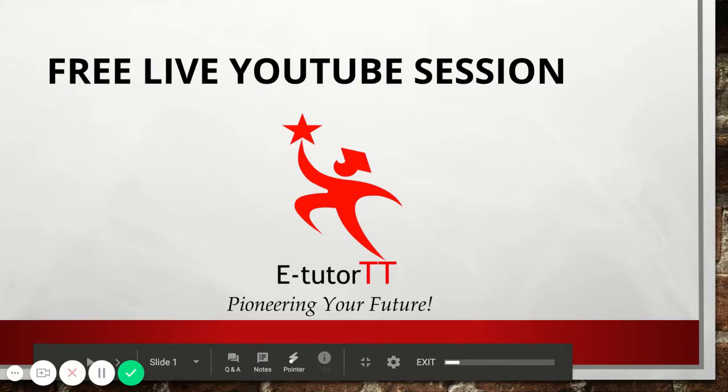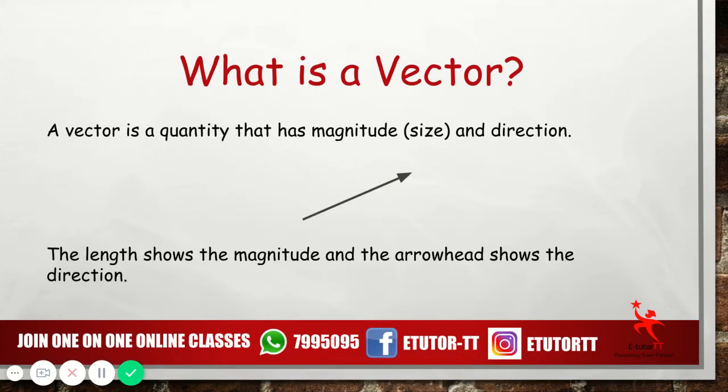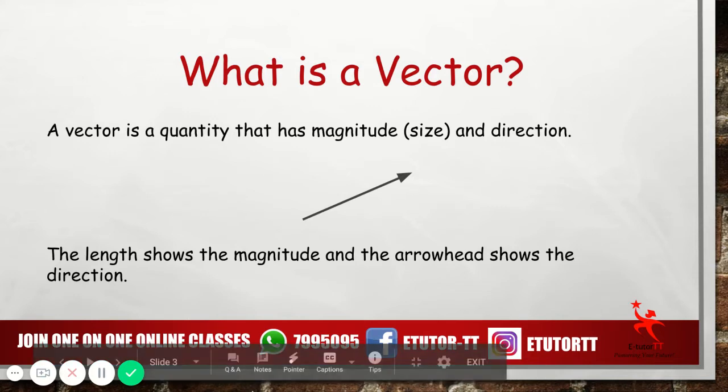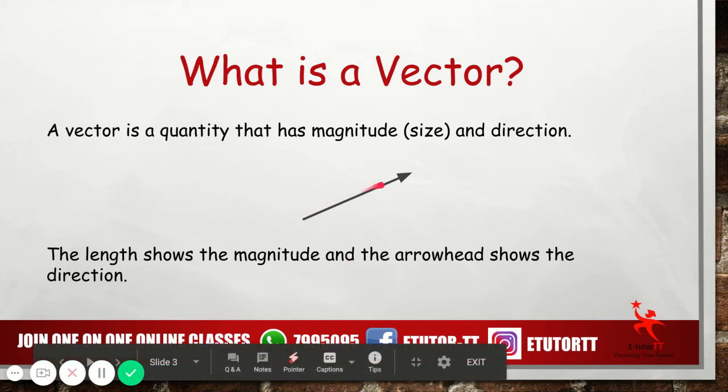Hi guys, today we're going to be talking about vectors. What is a vector? A vector is a quantity that has magnitude, which is size, and direction. The length shows the magnitude and the arrowhead shows the direction.